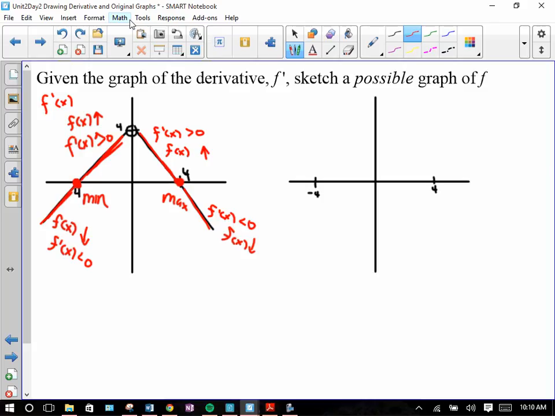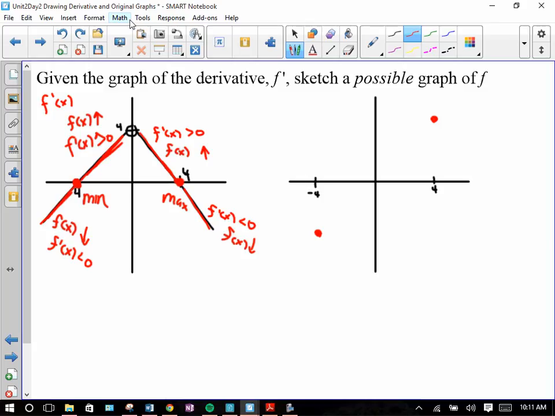Alright, so first of all, we know this is not differentiable, so we either have a jump there or a hold there, so it sort of depends on what you guys want. You want to jump? Alright, so we know that there's going to be a minimum at x equals negative 4. It is a possible graph. And we know there's going to be a maximum at x equals 4.